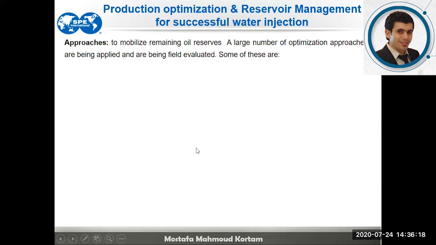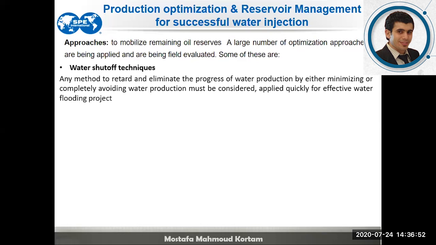So now we are moving to the most important part: how we can optimize our production and adequately manage our reservoir to obtain a successful water flooding project and a very effective secondary driving mechanism. The approach is to mobilize the remaining oil, the oil that has been left behind, and a large number of optimization approaches can be applied and are being evaluated. Among the major operations and efforts that can be employed to optimize the water injection profile is to frequently apply water shutoff techniques.